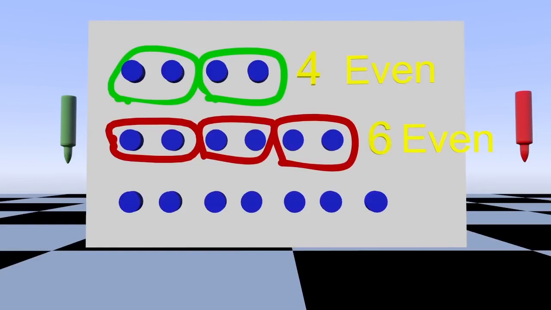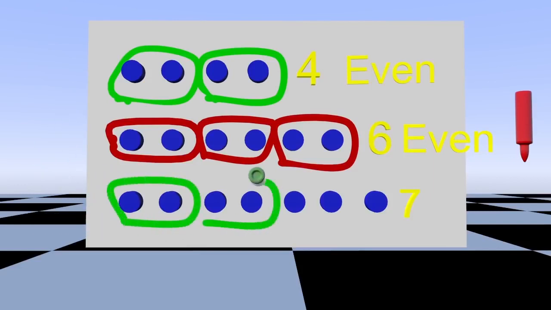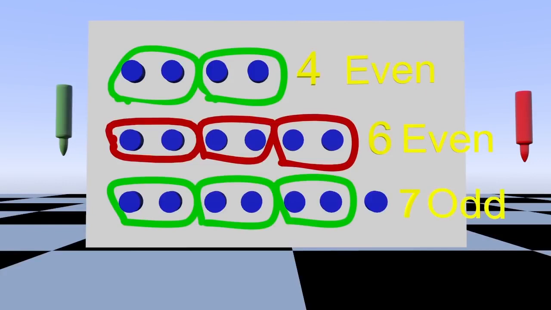Now let's look at this last row. Here's 1, 2, 3, 4, 5, 6, 7. Let's go ahead and put these into pairs to see if we have an even or odd number. Let's put these two together, and these two together, and these two together, and uh-oh, we can't put this into a pair because there's not another magnet to pair it with. Right away, we should recognize that this is going to be an odd number. We realize we can't put it with anything else, so 7 is an odd number.